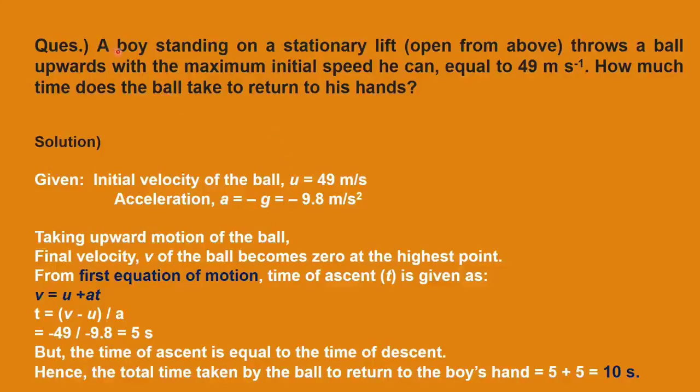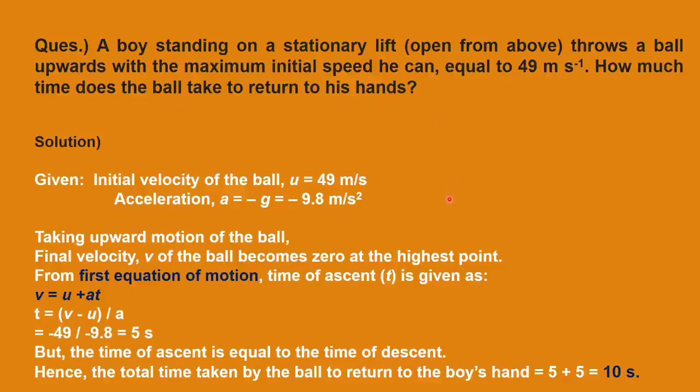Next question, a very easy question. A boy is standing on a stationary lift which is open from above, who is throwing a ball upwards with a maximum initial speed he can, equal to 49 meter per second. This is the initial speed. How much time does the ball take to return to his hand?